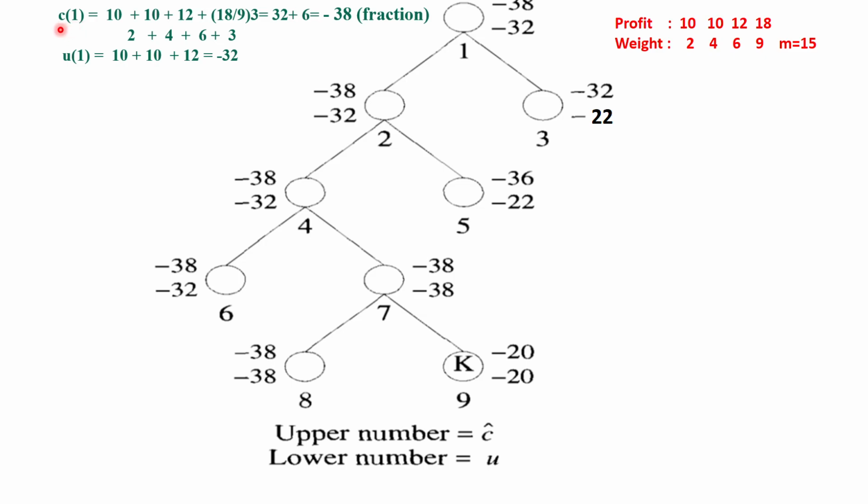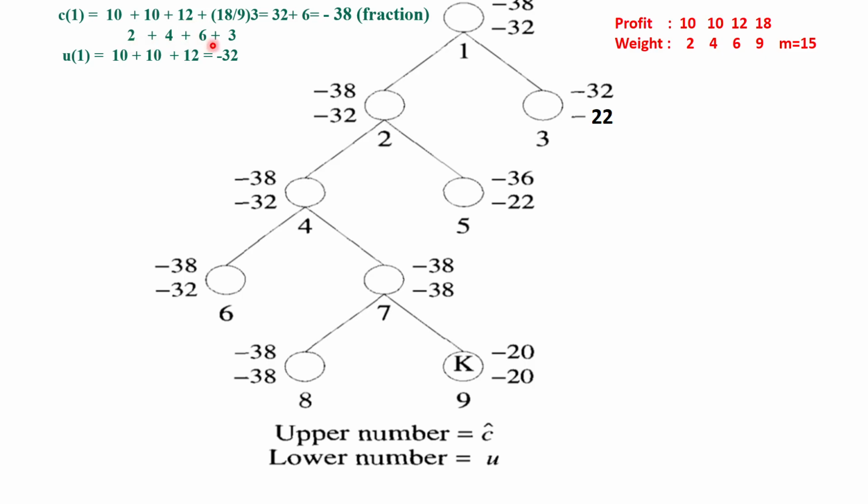C1 means the upper number for node 1, and U1 means the lower number for node 1. So now I include the first item. What is the profit of the first item? It is 10 here, and the weight is 2 here. For the second item the profit is 10 and the weight is 4 here. Third item: profit 12 and weight 6.